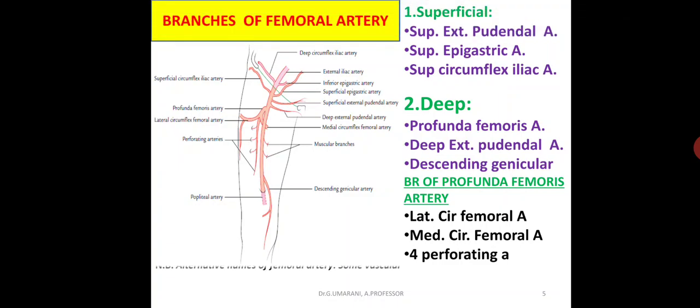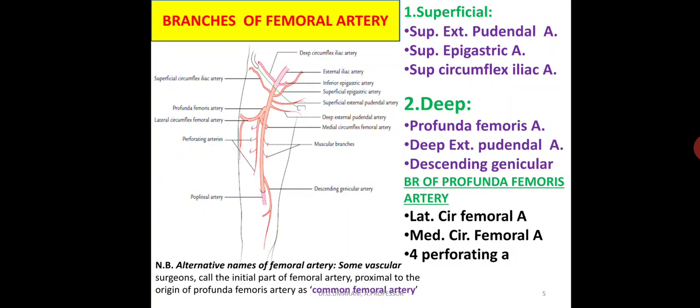According to vascular surgeons, there are some alternative names for the femoral artery. Before the origin of the profunda femoris artery, the femoral artery is known as the common femoral artery. Below the origin of the profunda femoris artery, it is known as the superficial femoral artery. So this is about the origin, termination and branches of the femoral artery.